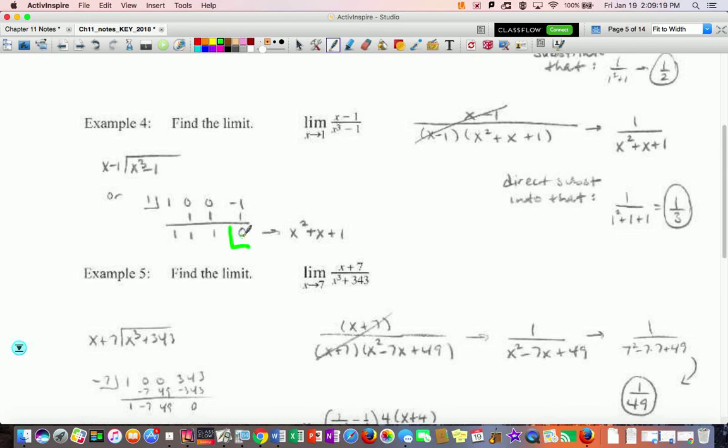So it works. The remaining, though, is x squared plus x plus 1. So x minus 1 was a factor, so you can cross that off, and now you're left with this. And it's the limit as x goes to 1. So when you put a 1 in all these, you should have got 1/3.